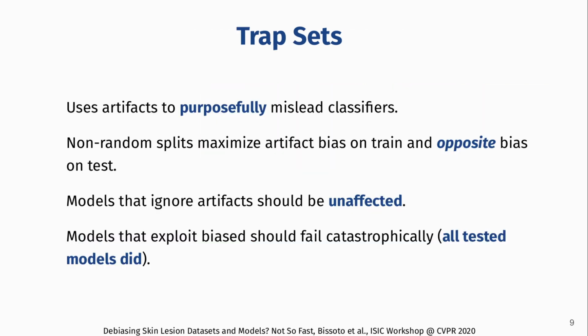We also create some trap sets to intentionally mislead classifiers. So we create non-random splits to maximize artifact bias both on train and test, but with opposite correlations. So models that ignore artifacts should be unaffected by those training and test sets, but models that exploit those biases should fail catastrophically, and all tested models did.